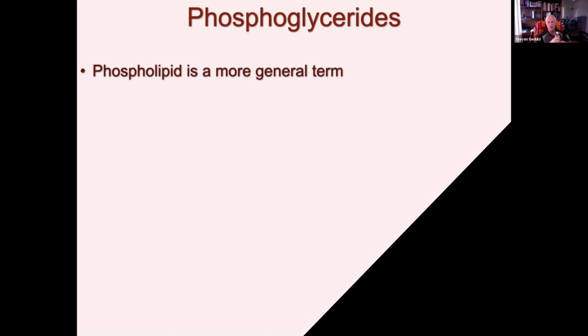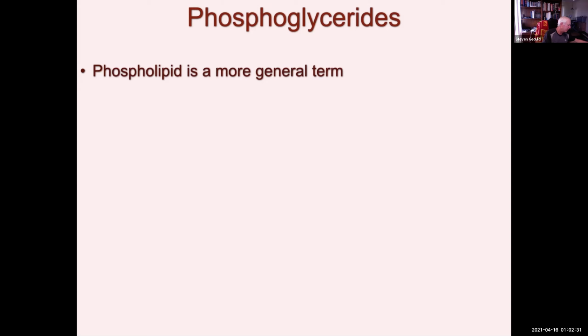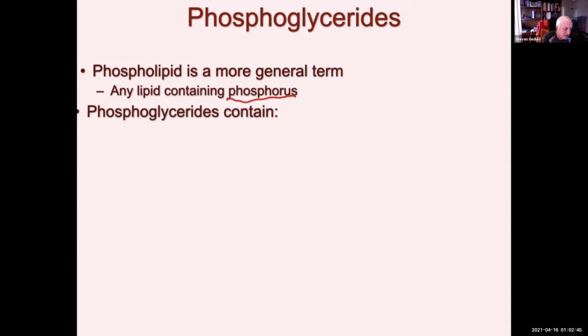We left off at phosphoglycerides, or a general term for those: phospholipids. They're lipids that have a phosphate group on them. Any lipid that contains phosphorus is considered a phospholipid, or a phosphoglyceride.